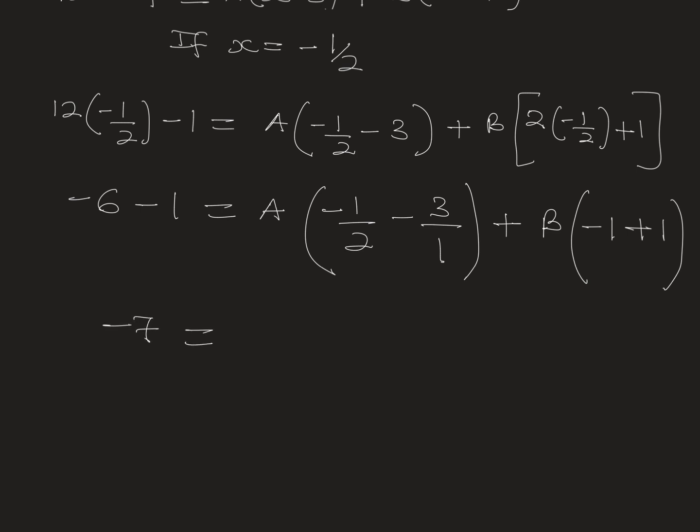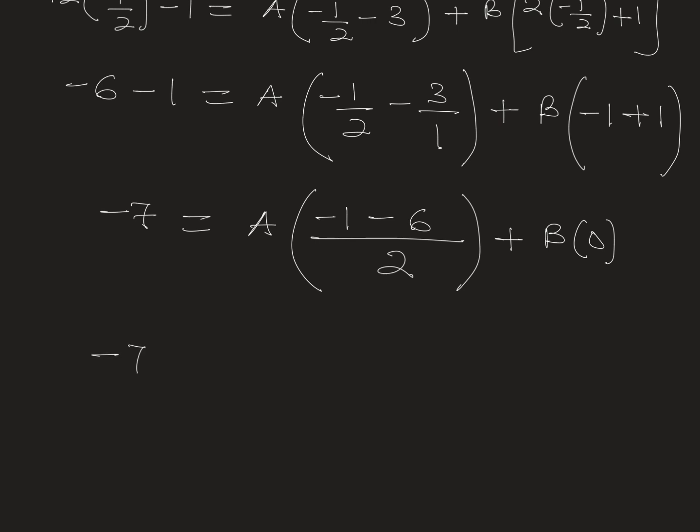This is equal to a into, we find the LCM here will be 2. 2 into 2 is 1. 1 times negative 1 is negative 1. Minus 1 into 2 is 2. 2 times 3 is 6. Plus b into negative 1 plus 1 is 0.